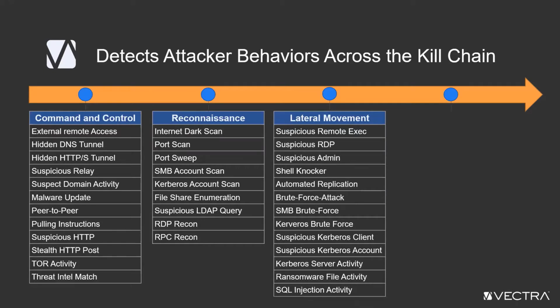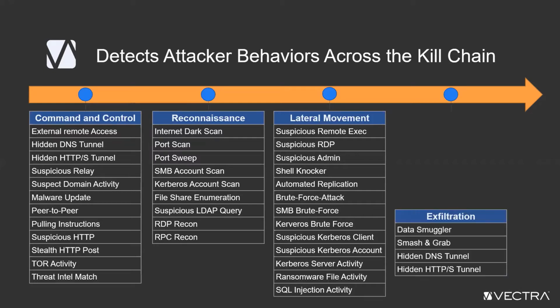There's then lateral movement. So they've done the reconnaissance, they find some paths they can move around, they then want to spread to as much of your network as possible. So you might find some suspicious remote execution or some suspicious RDP. You might find some admin accounts being used that haven't been used in a long time, or on machines that they're not usually used on.